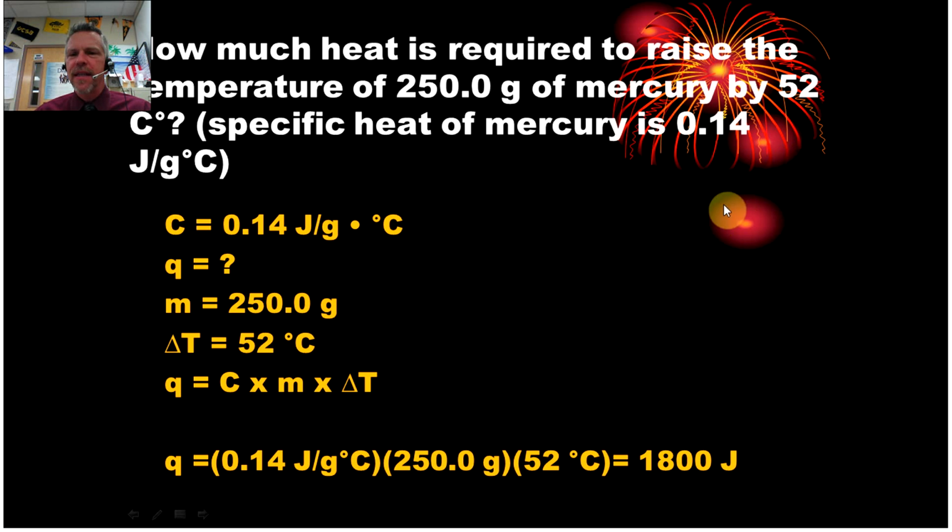Now, something interesting to note: this amount is the same whether your mercury is going from 100 to 152 degrees, or if your mercury starts at 500 and goes to 552 degrees. The amount of heat required to raise that temperature by this amount is the same, regardless of your starting or ending points.